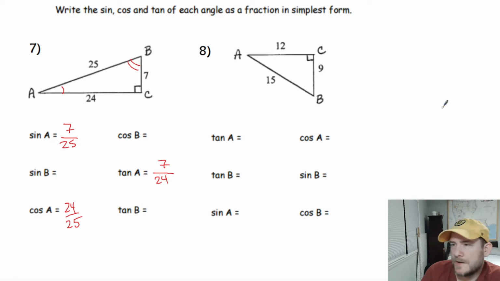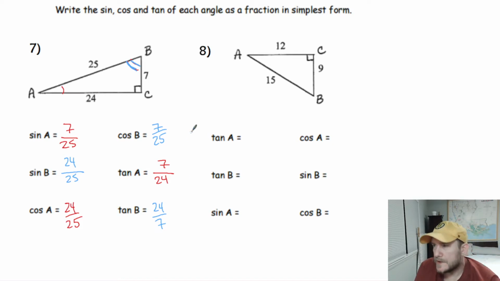Okay. Now we switch to angle B. That's this guy up here. So now opposite is 24. So for sine of B, it would be 24/25. And for cosine, the adjacent side is now 7. So that'll be 7/25. And for tangent, the opposite is now the 24, and 7 is adjacent. So you get 24/7.